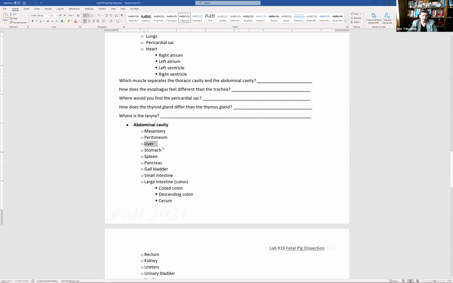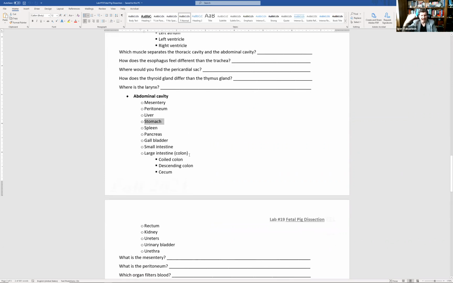So a liver for sure. That one you definitely need to know. Stomach, be able to identify the stomach. On top of the stomach, there will be a kind of reddish slab, which will be a spleen. And under the stomach, there will be a granular structure known as a pancreas. So liver, stomach, spleen, pancreas, gallbladder will be on the liver.